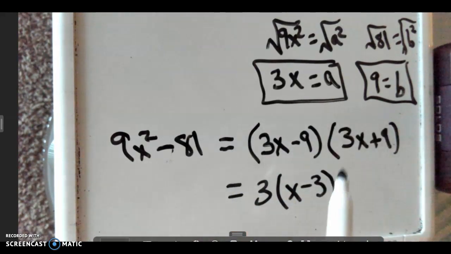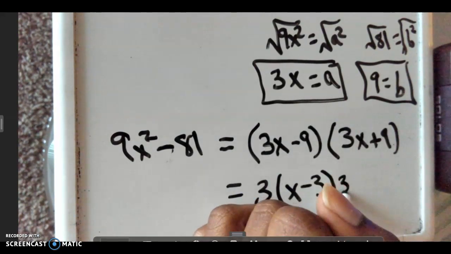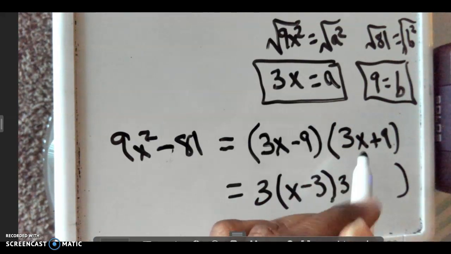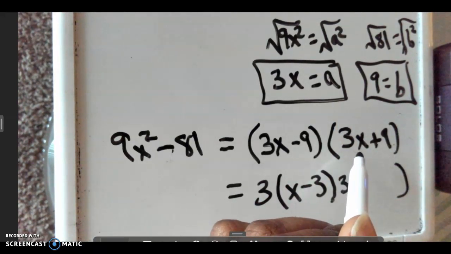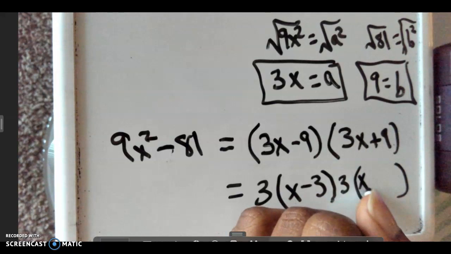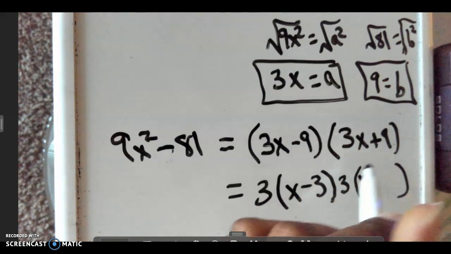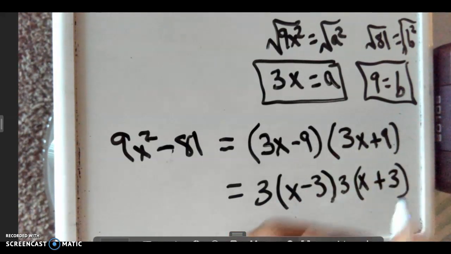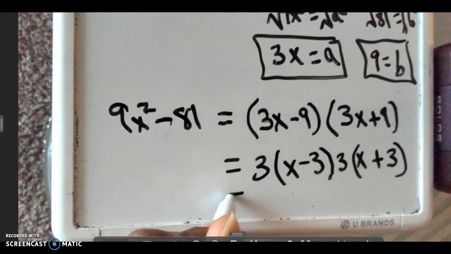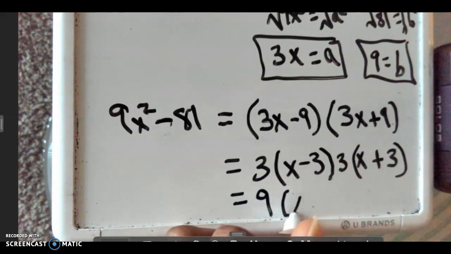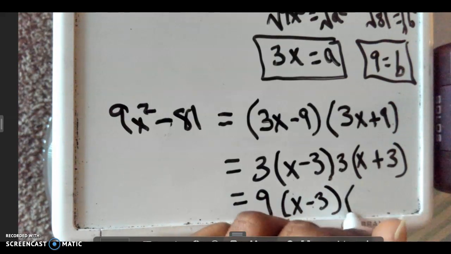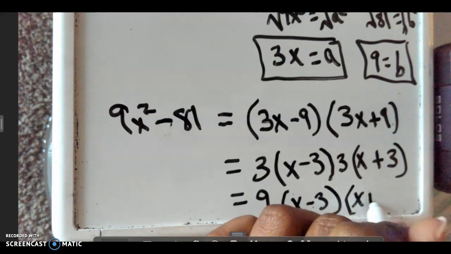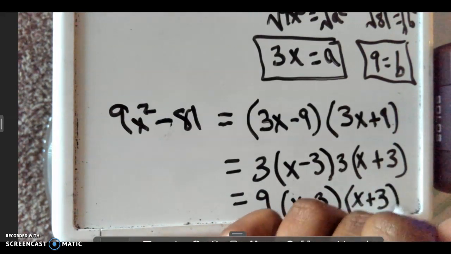And we want to repeat that for the second factor. We're going to get 3 because both terms have 3. If we divide by 3, we're going to be left with x here. 9 divided by 3 is going to leave us with 3. So our final factors here are actually 9 times x minus 3 times x plus 3.